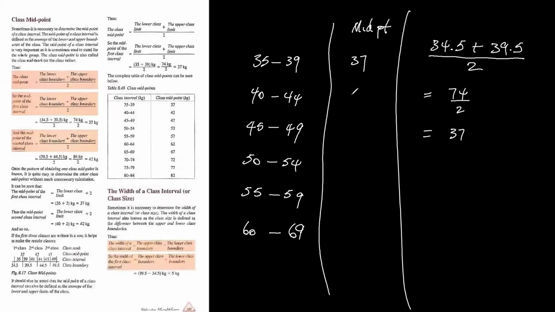midpoint for the next interval, 40 to 44. So it will be 39.5 plus 44.5 divided by 2. So can you repeat? Midpoint for the second interval, 42. All right.